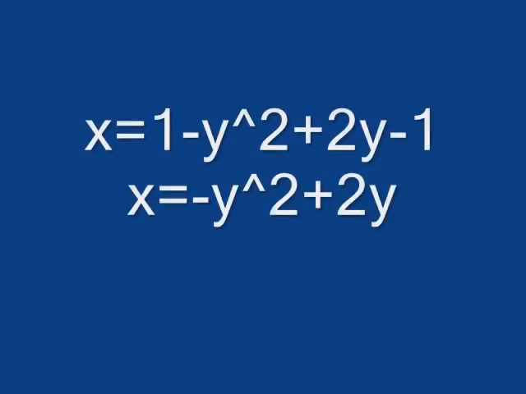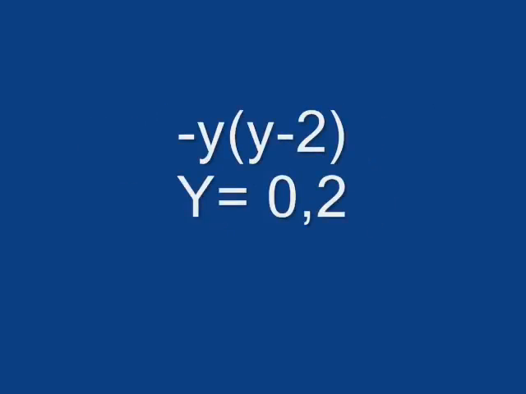Since there's a y in both of these, we can take it out, and we'll also need to take out the front negative. This will leave us with negative y times y minus 2, which shows us that y equals 0 and 2. Now we can draw our graph. Since we found the points 0 and 2, we know the graph will only go to 2.